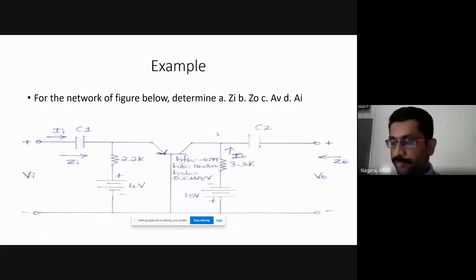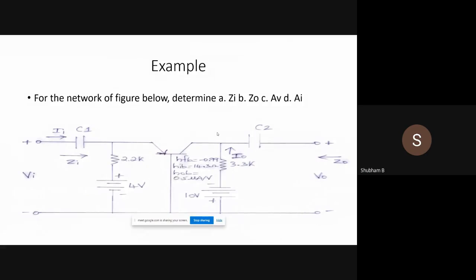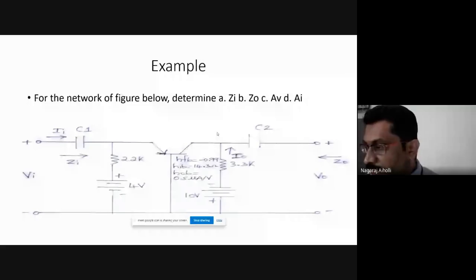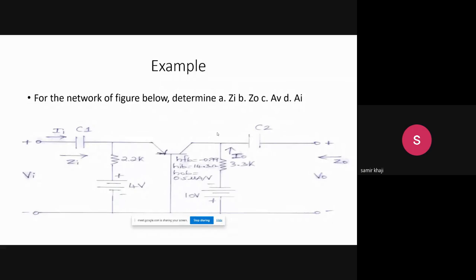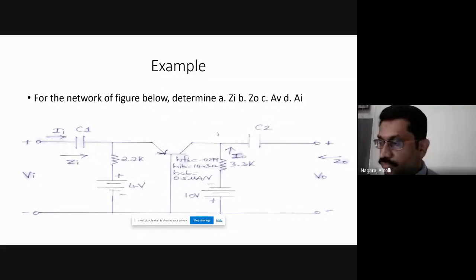Calculate and tell me quickly. Who calculated? Anybody calculated? Sir, 1.9. 1.9, just check. Anybody getting a different answer? 14.21. Yes, 14.21 ohms.